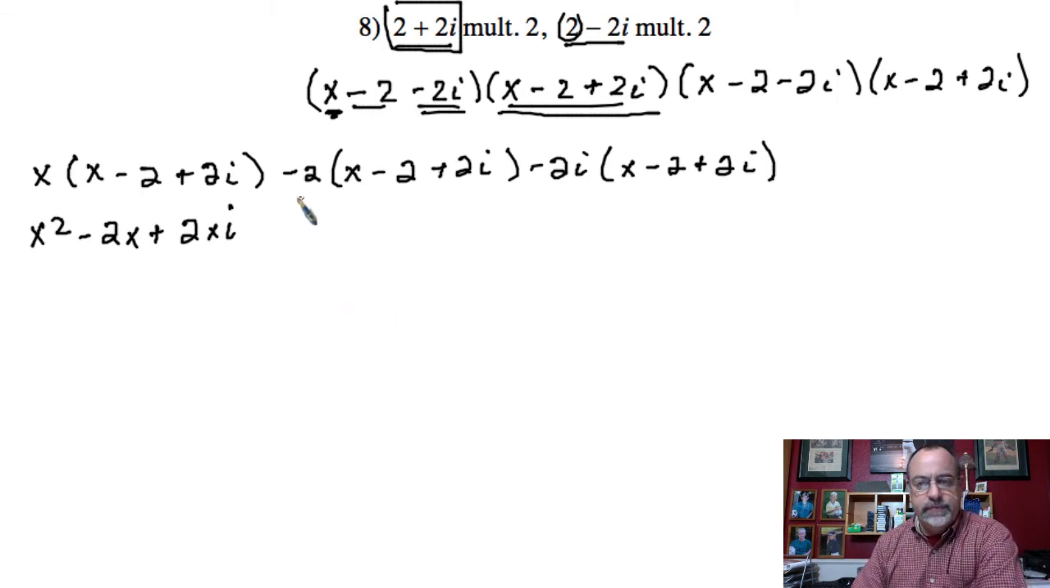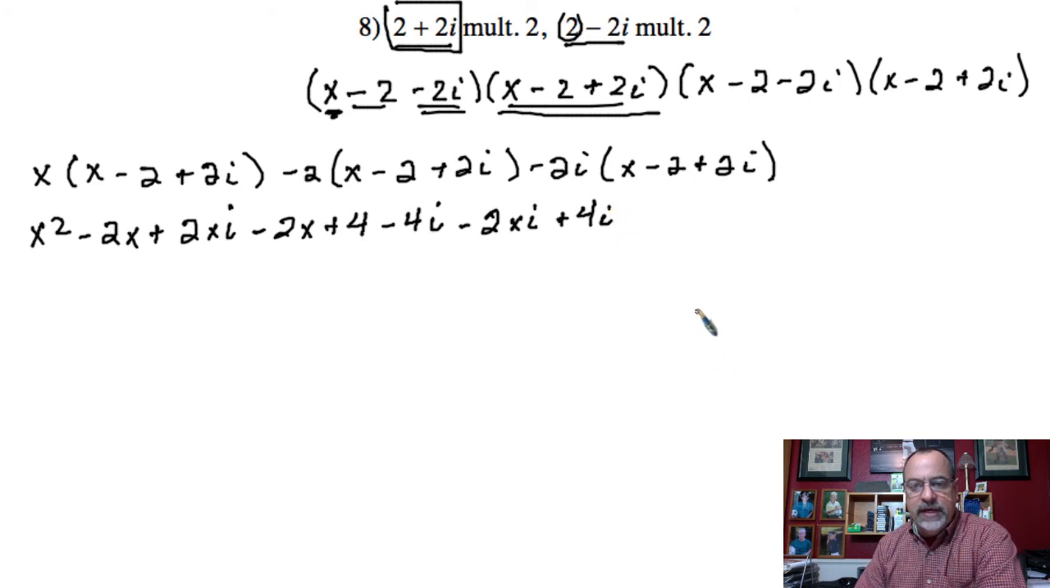Now, negative 2 times x is negative 2x. Negative 2 times negative 2 is positive 4, and then negative 2 times this is negative 4i. Now we distribute the negative 2i, so the negative 2i times x is negative 2xi. The negative 2 times this negative 2 is positive 4i.